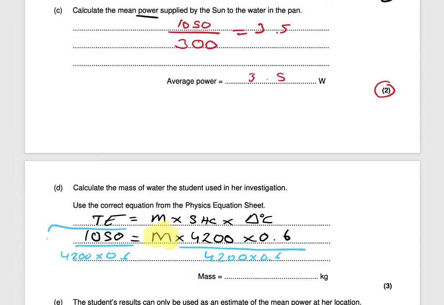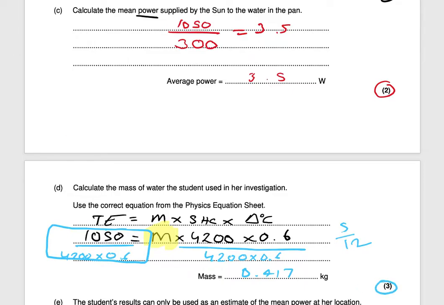So this is what we're going to type into the calculator. So we have 1050, and we're going to divide it by 4200 multiplied by 0.6, and that's going to give you an answer of 5/12. Okay, so the mass is going to be 0.417. Okay, and that would get you 3 marks.